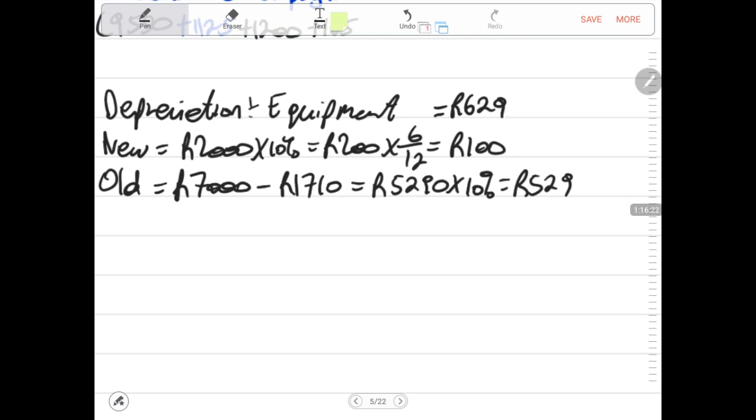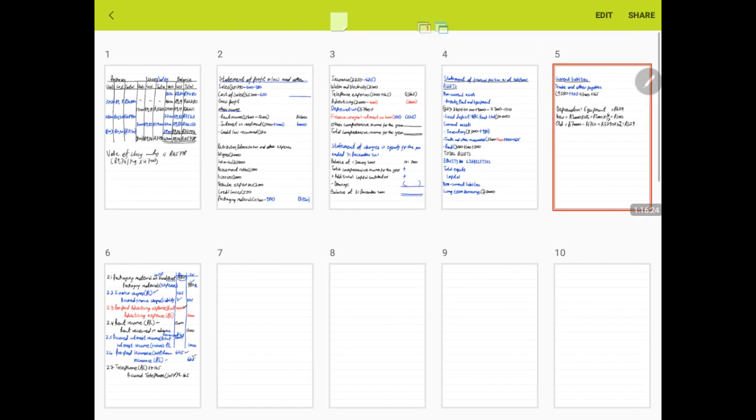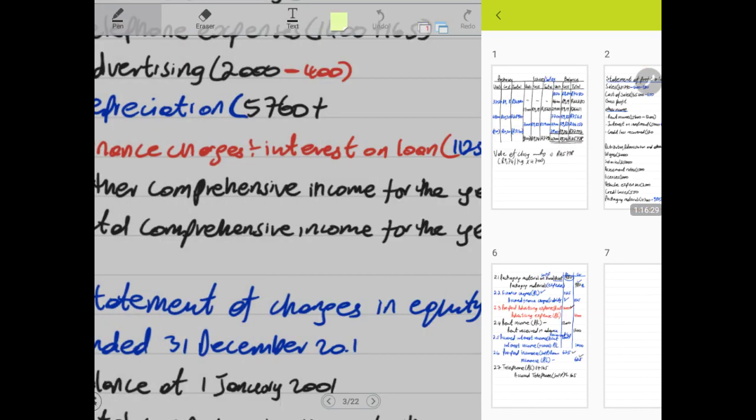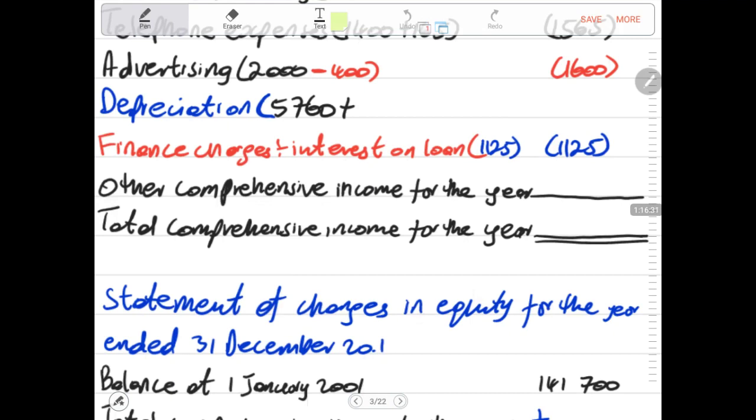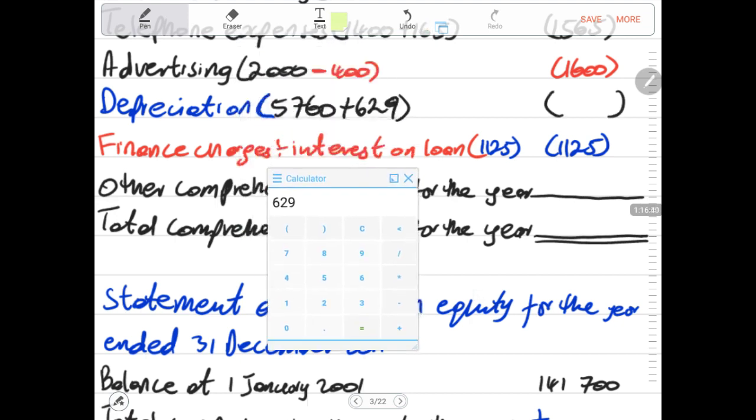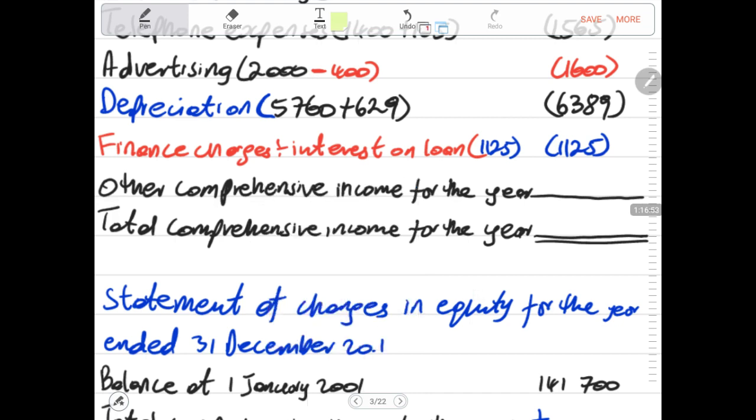Then we go and we add our depreciation on equipment under our equipment depreciation. So under our depreciation plus 629. So this gave us the total depreciation, 629 plus 5,760. It is 6,389. So this will be our depreciation for all the assets.